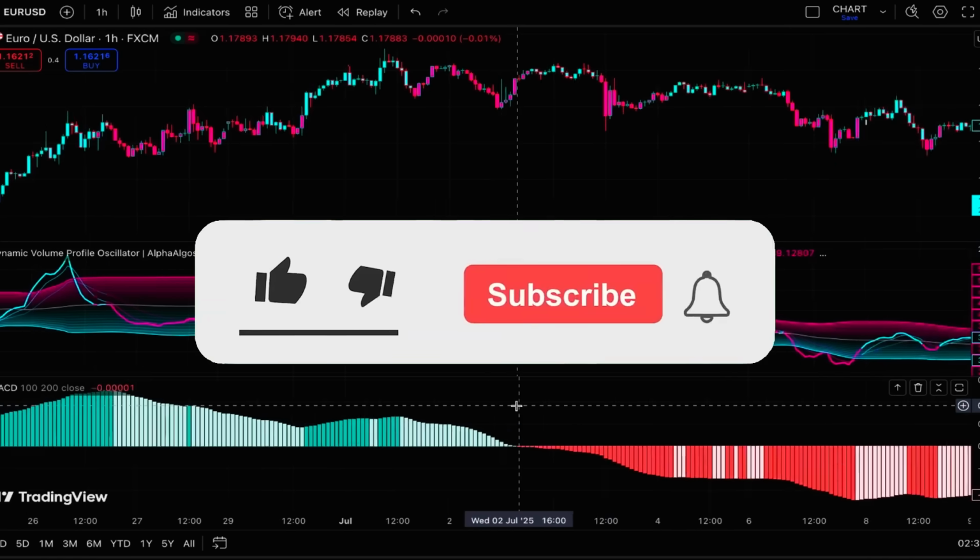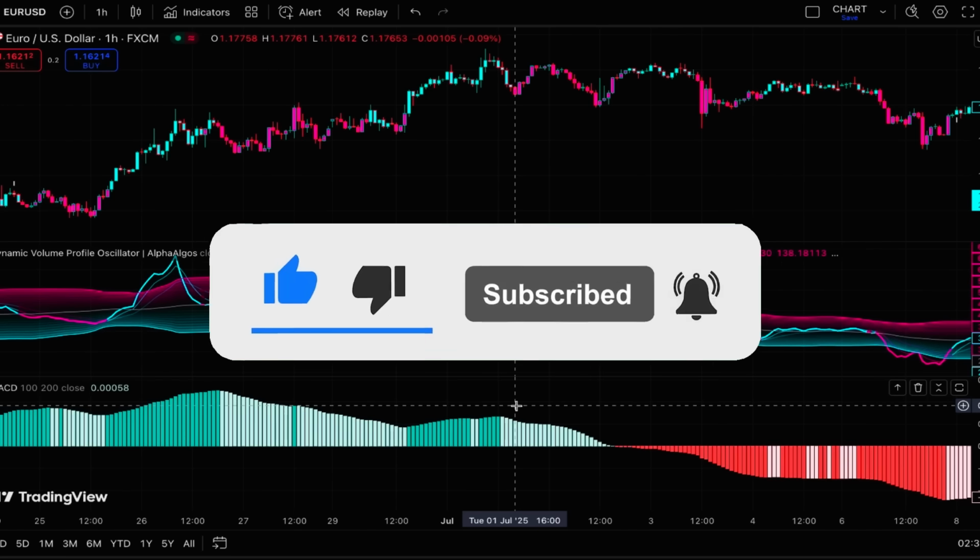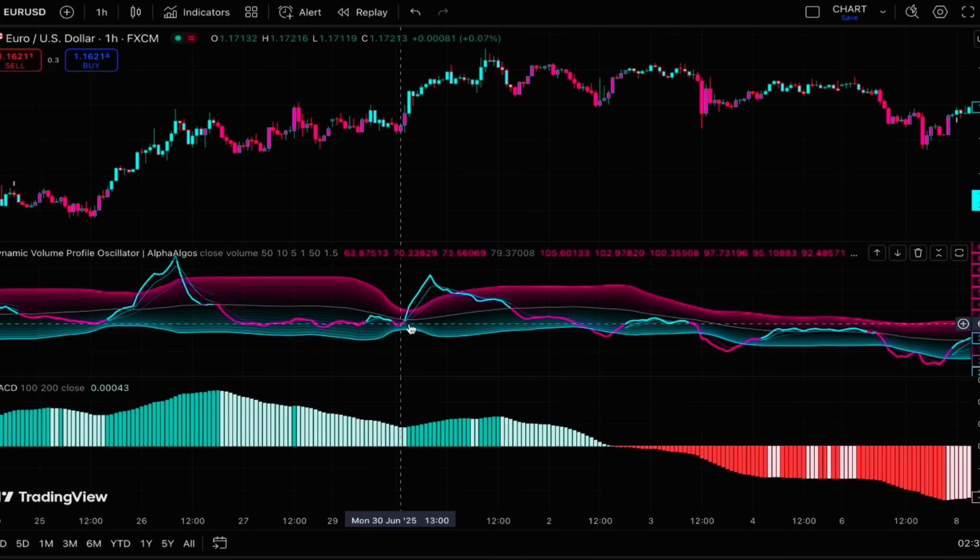Alright, this MACD with the special settings that we made will help us to identify the longer term trend of the market. And then with the help of this indicator, we will find trading opportunities in the same direction as the longer term trend of the market.